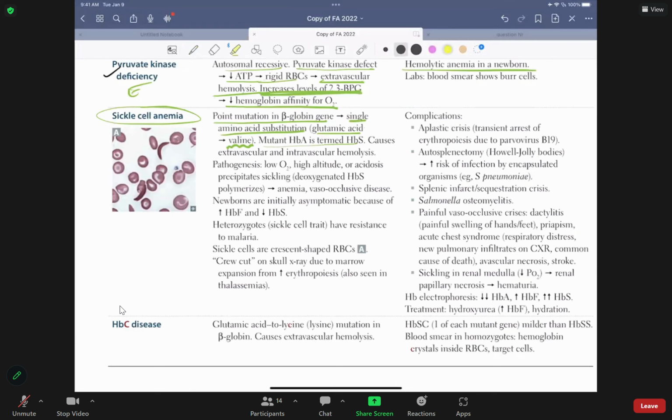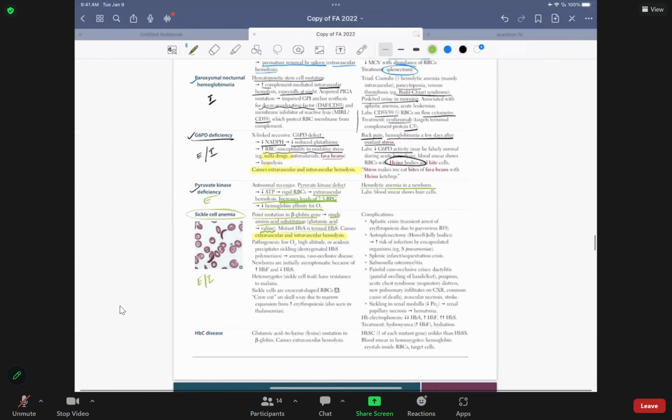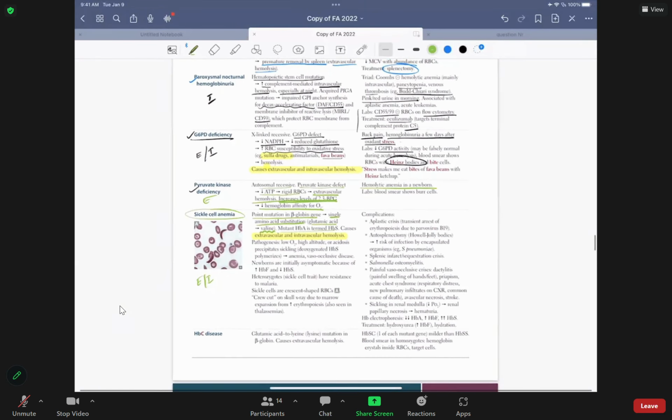It causes intravascular and extravascular hemolysis, okay? Intravascular and extravascular. So far, 2 diseases we studied that have intravascular and extravascular hemolysis: that's G6PD and sickle cell. Is that clear, folks? Okay.